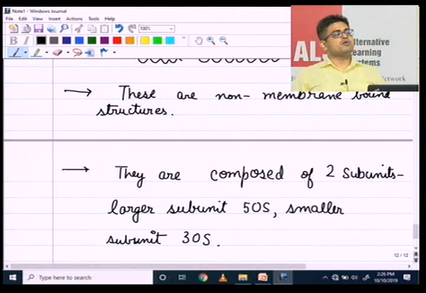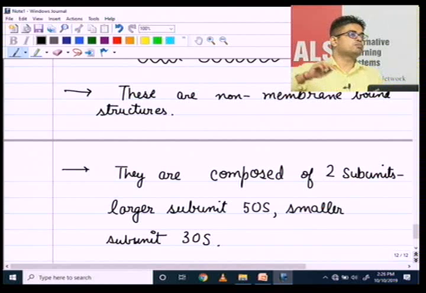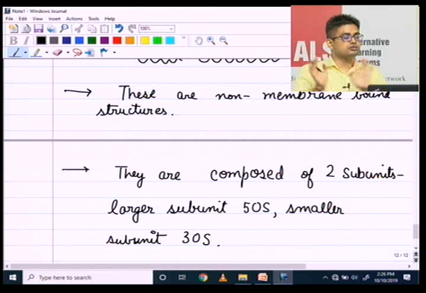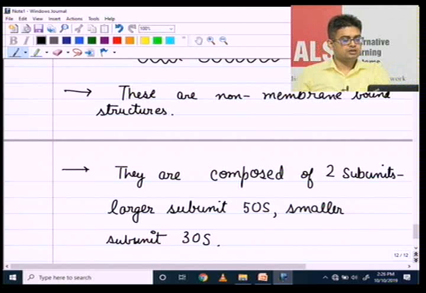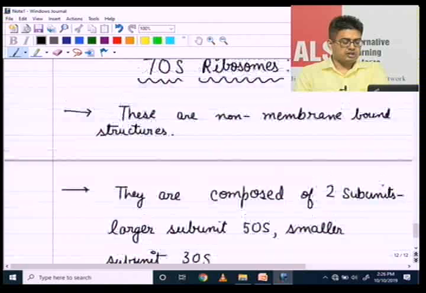80S ribosome is found in eukaryotes, and 80S is composed of different subunits. It is composed of 60S and 40S subunits. There is no arithmetic addition rule. Please do not add them together and don't get confused. 70S ribosome is made of two subunits. One is called 50S, other is called 30S. Just write this for now. This is something to be learned. Please do not try to apply any concept here. Okay. This is about ribosome.